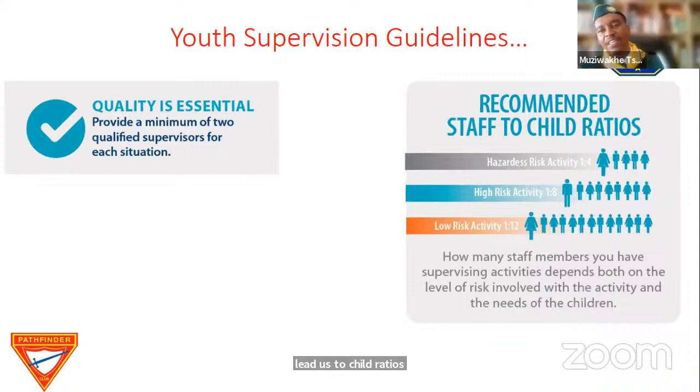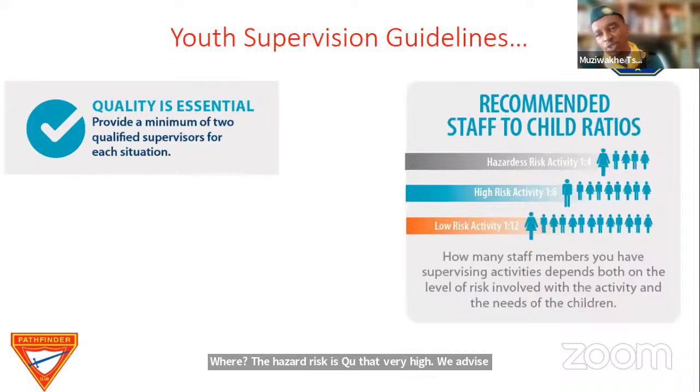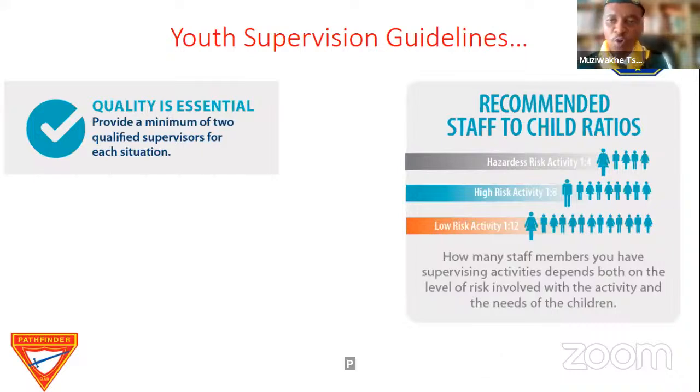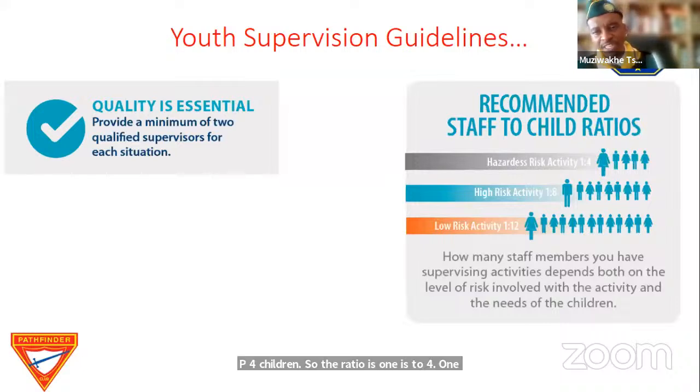where the hazard risk is considered very high. We advise that at least there should be 1 adult supervisor per 4 children. So the ratio is 1:4, one supervisor to 4 children.